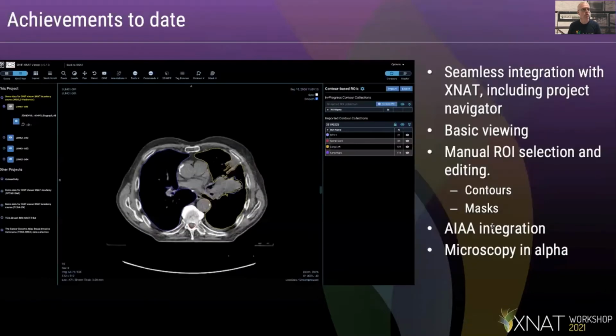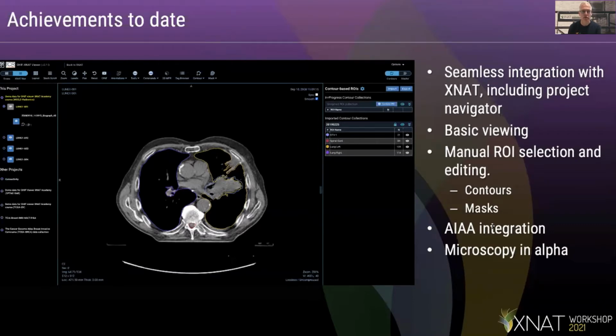So what do I think we've actually achieved? The most important thing, I think, is completely seamless integration with XNAT, and that includes a really nice project navigator shown on the left of the screen here. That's not in the original OHIF distribution at all, and was done especially for XNAT.